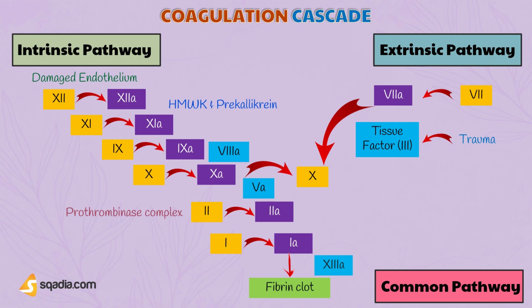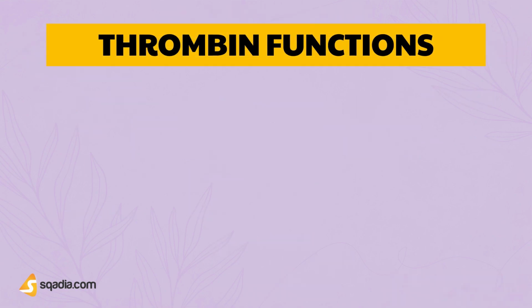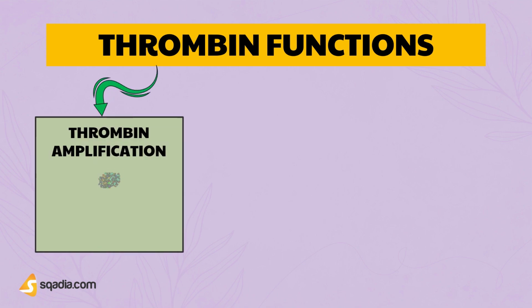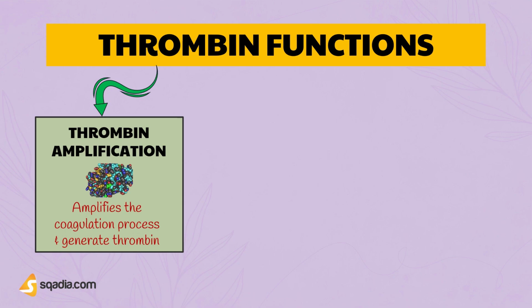Thrombin functions. Thrombin amplification. Thrombin serves as a positive feedback loop by activating additional clotting factors. It activates factor 5, factor 8, and factor 11, which amplifies the coagulation process and leads to the generation of more thrombin.